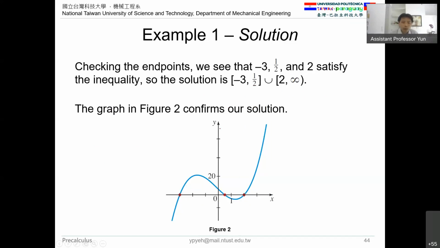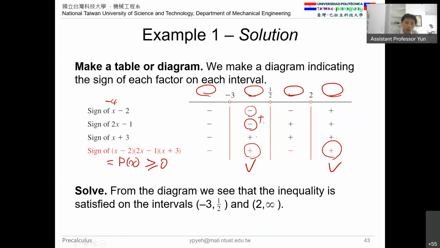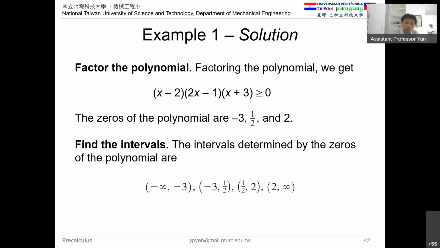And if we sketch this function here, you can see we find these intervals. This will be 2, and this will be 1/2. This will be minus 3. Okay, so we have the intervals, and we have to find the end behavior of the function.